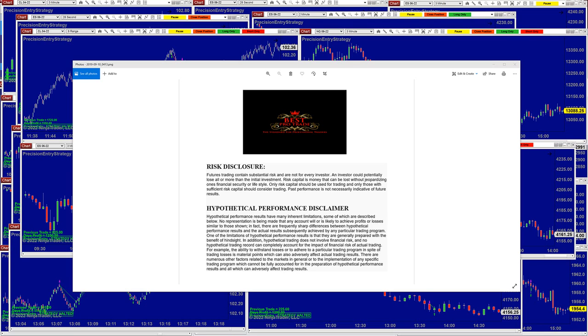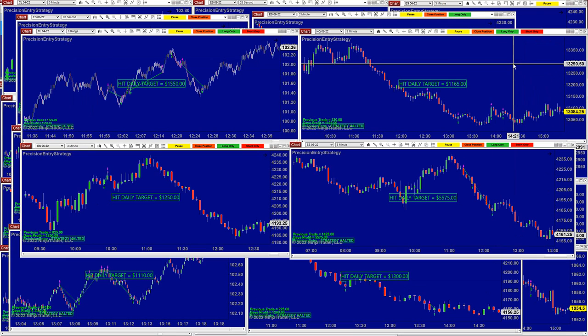Before we start, we have a disclosure. Please be aware of the risk in future trading. We strongly recommend that you stay on a sim as long as needed before you start using real money.